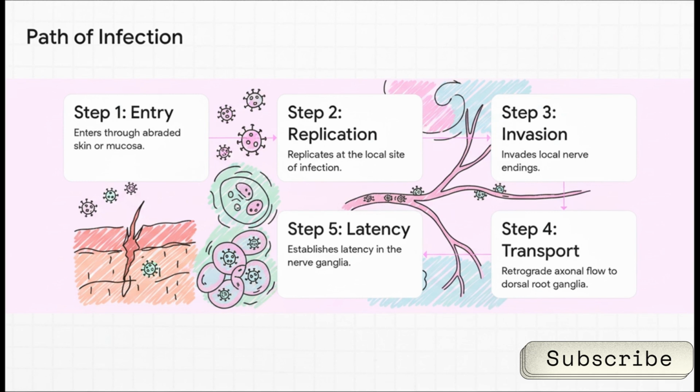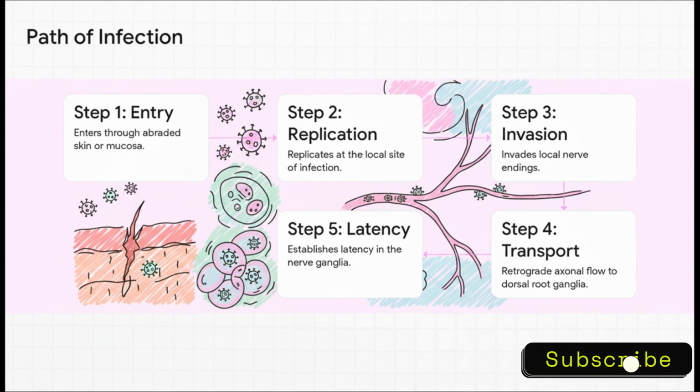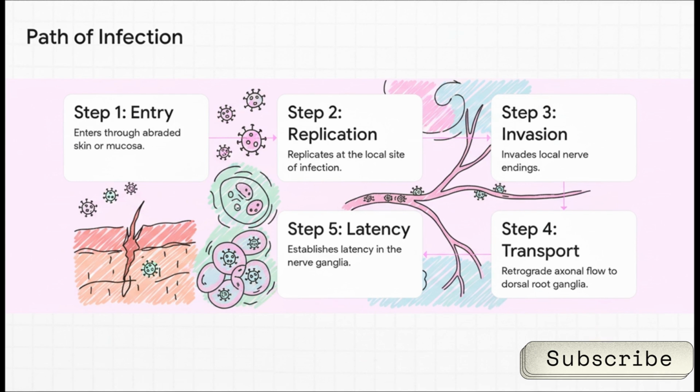First, it gets in through a little break in the skin. Then, it starts multiplying right there. Step 3, it invades the local nerve endings. And here's the clever bit. It travels backward, that's retrograde transport, all the way to the dorsal root ganglia. And step 5, the most crucial part, it just goes dormant. It establishes a lifelong latent infection, which is exactly why herpes can pop up again years later.